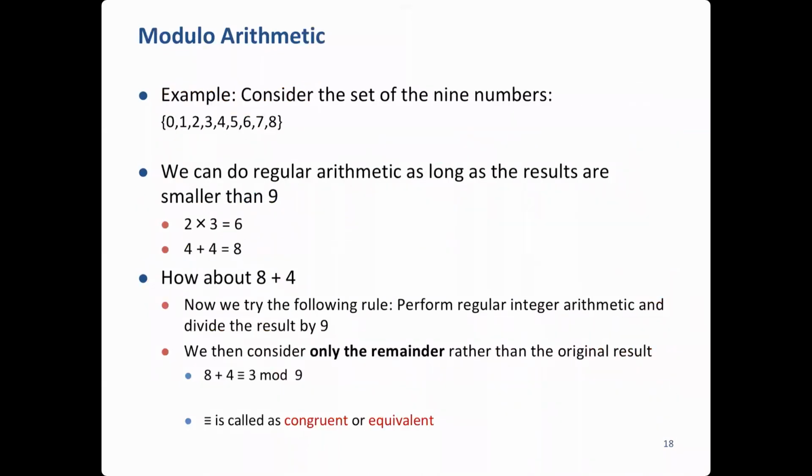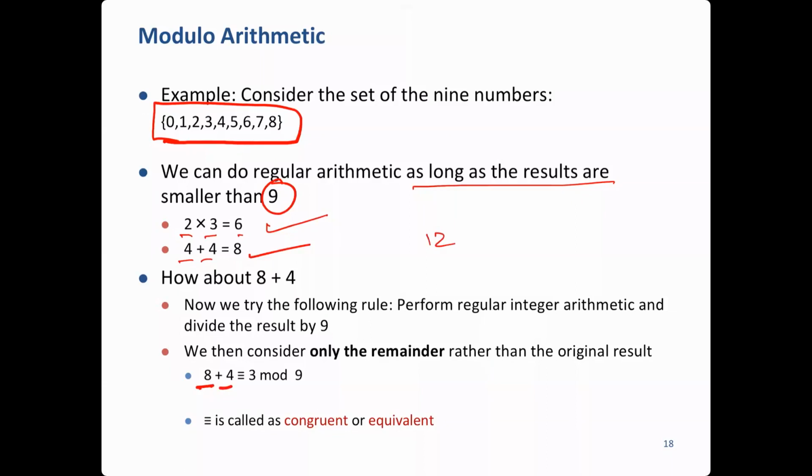Okay, so very simple arithmetic we can do now. We can do arithmetic as long as the results are within that set, right? So say for example, if we decide on these 9 numbers, 0 to 8, the results are always going to be less than 9. For example, 2 times 3 is 6, which is right. 4 plus 4 is 8. How about 8 plus 4 is 12?